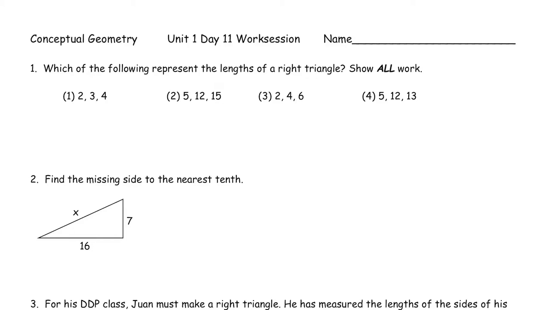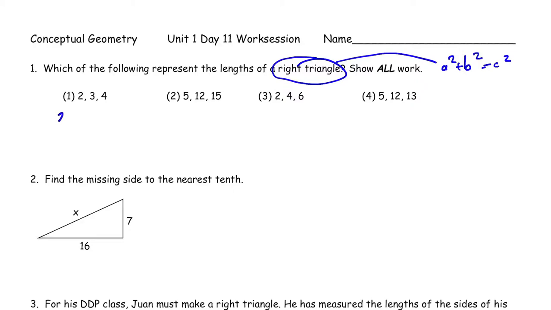It says, which of the following represent the length of a right triangle? Show all work. So remember, in order for something to be a right triangle, the Pythagorean theorem has to work, which is a squared plus b squared equals c squared. So we're going to check each one of these.